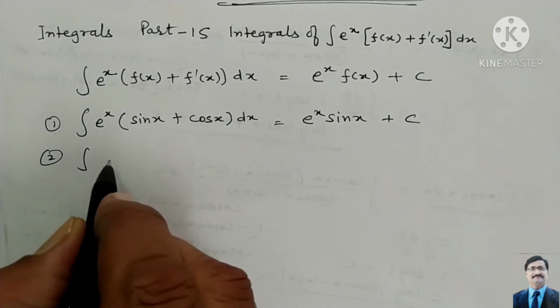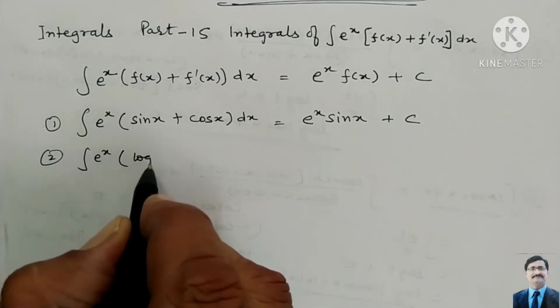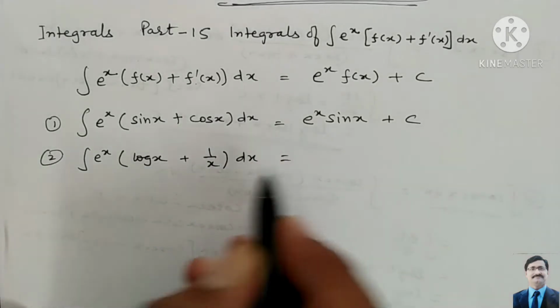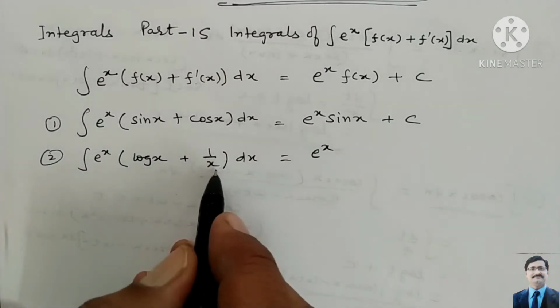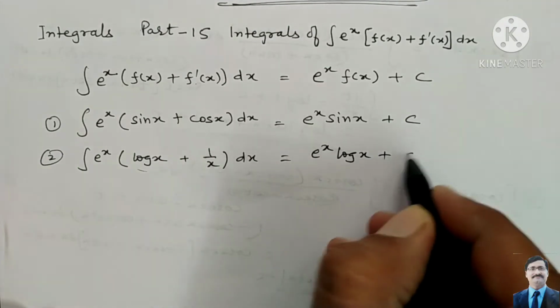Okay, look here, if we have the question e^x and here we have log x, and here I have 1 upon x and dx. So look here, e^x is as it is and the differential of log x is 1 upon x. So the function is log x, so the answer is e^x log x plus c.